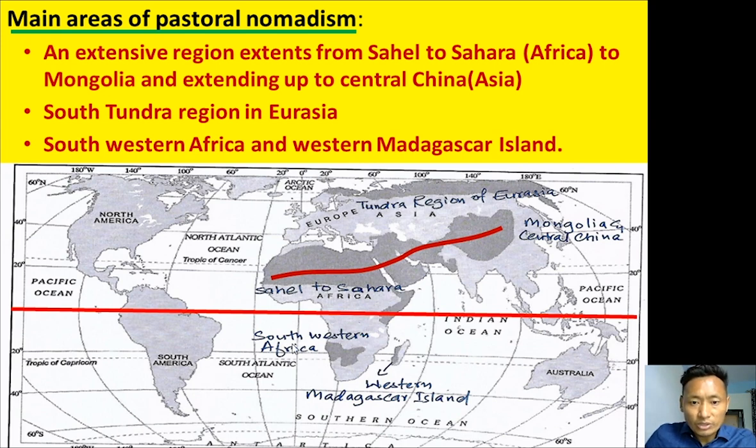So in the southern hemisphere, in southwestern Africa, some people are still doing pastoral nomadism, and in western Madagascar. This is Madagascar island. On western Madagascar island, some people are still doing this type of primary activity called pastoral nomadism. So these are the regions. This dark shaded map shows the areas where people are still doing pastoral nomadism.